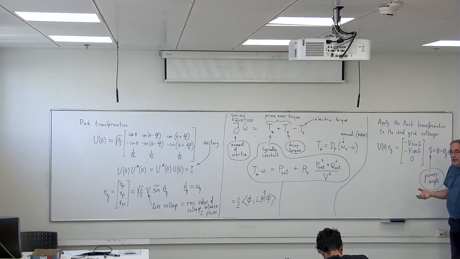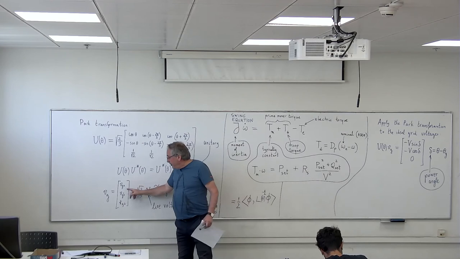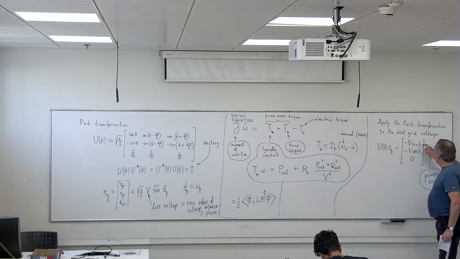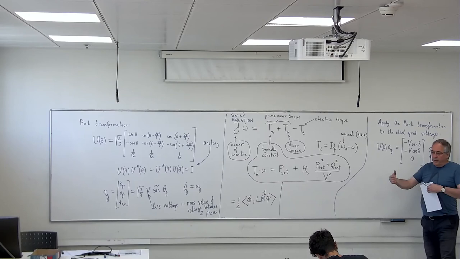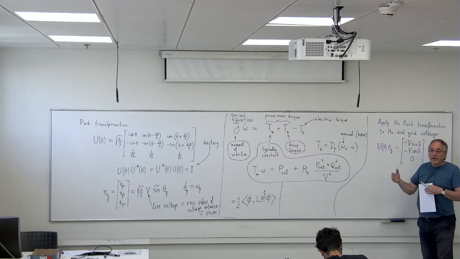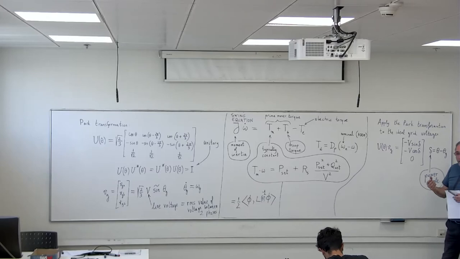because they are very slowly changing quantities. And another advantage is that while here you have three oscillating variables, here you have only two relevant variables and the third variable is zero. So first of all, you reduce the dimension of your control problem from a three-dimensional vector, which can be currents or voltages, to two dimensions, and they are slowly varying. These are the two big advantages of the Park transformation.